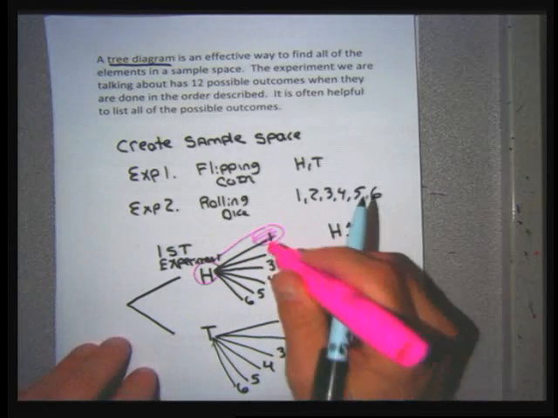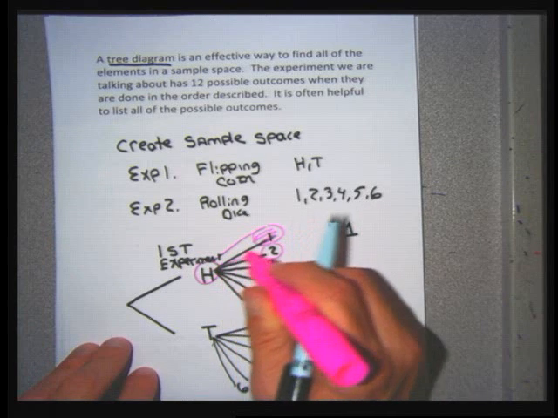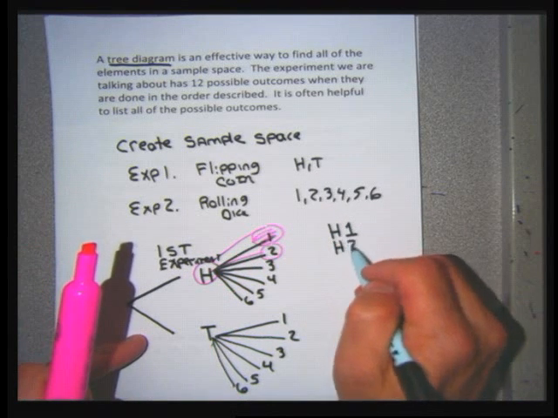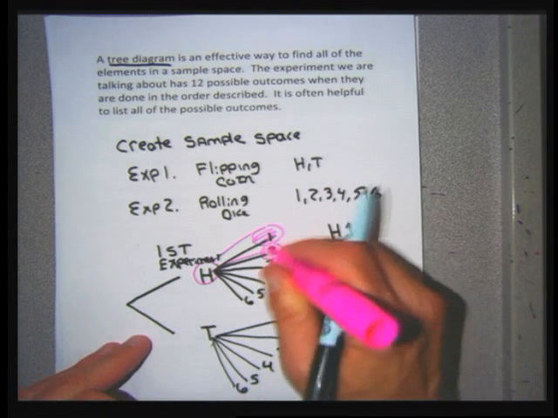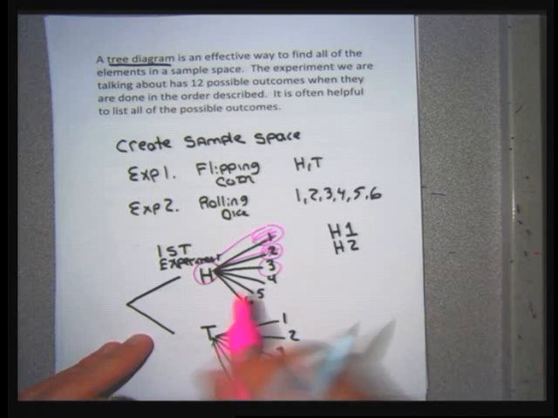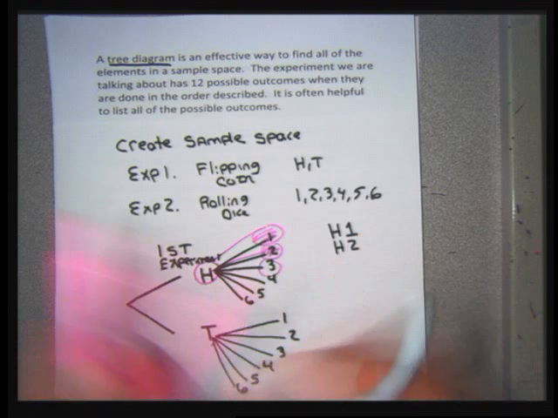And now I'm going to figure out the path to get to this 2. The path to get to this 2 is getting a head when you flip the coin and getting a 2 when you roll the dice. I've used up this 2. I'm going to cancel it out, figure out how to get to this 3. To get to this 3, I needed to have a head when I flipped the coin and a 3 when I rolled the dice.